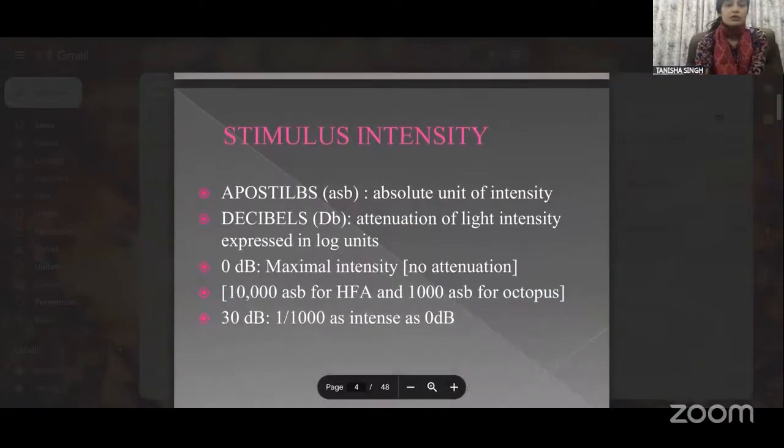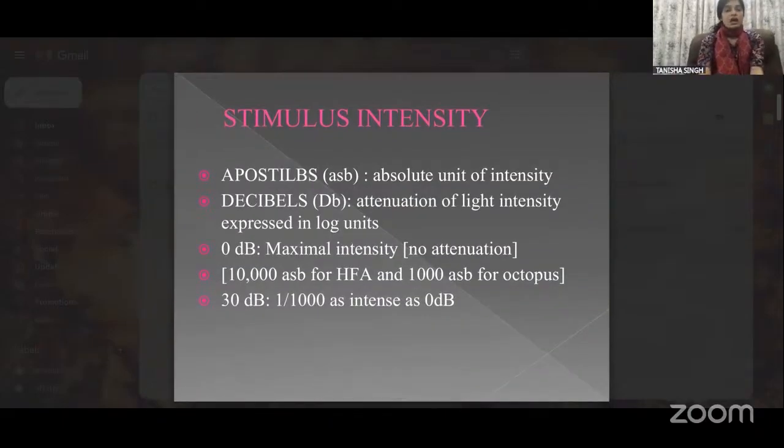Coming to the stimulus intensity. The absolute unit is the apostilb, whereas we frequently see decibels in our printouts, which is the attenuation of the light intensity. The maximum is shown at the fovea. And 0 decibel means that even with the maximum intensity of the light, with no attenuation of the light being done, the patient could not see the stimulus.